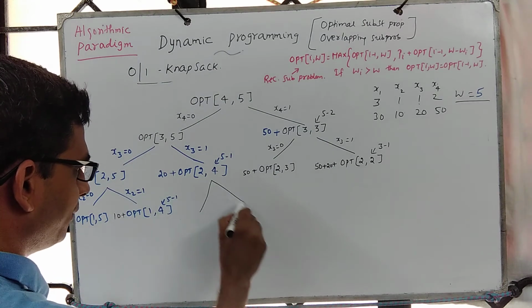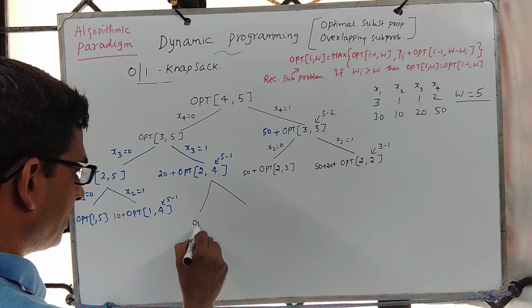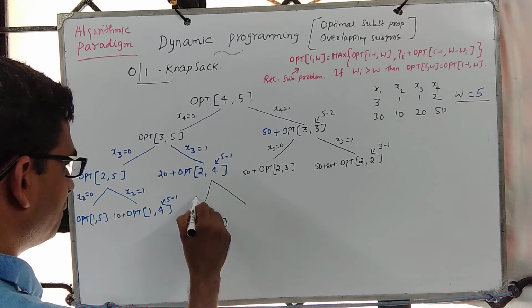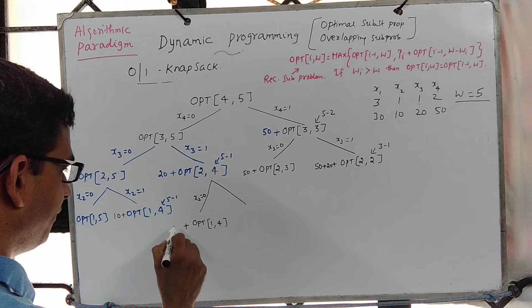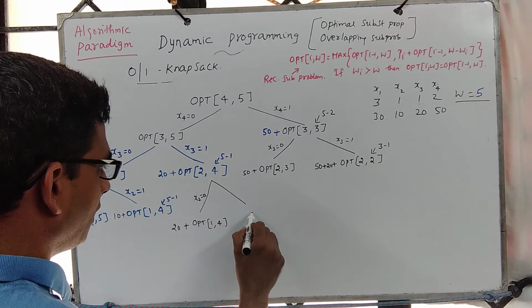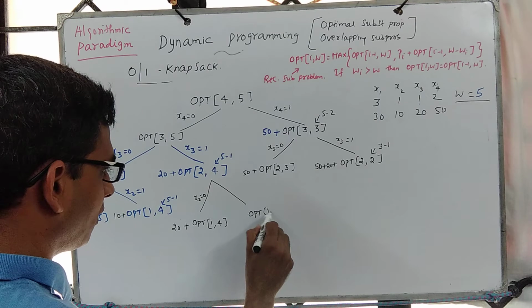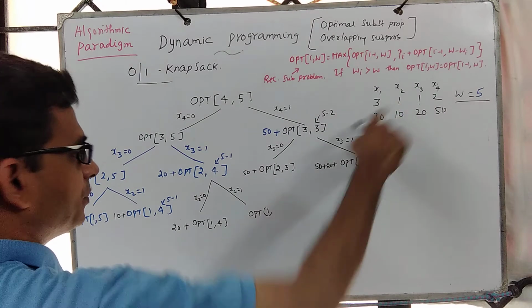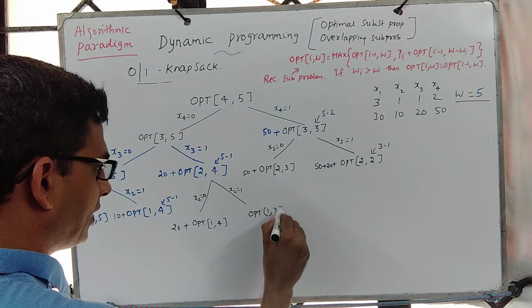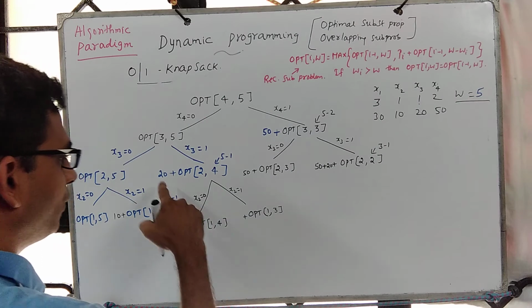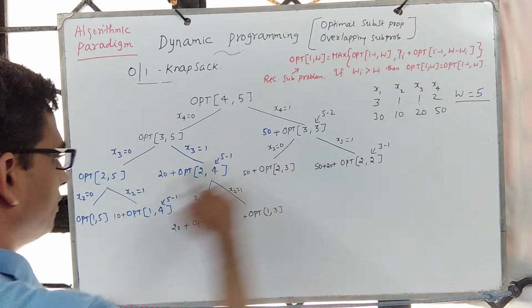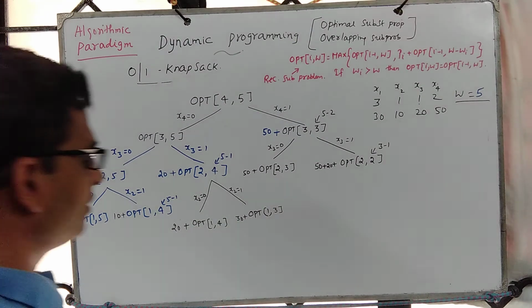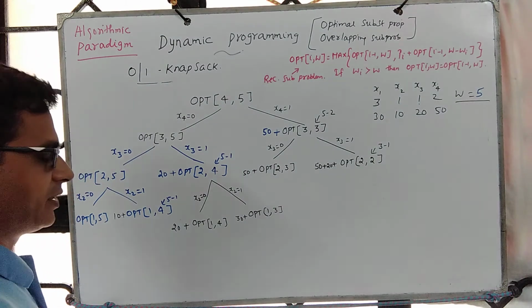Similarly, on this side, if you see, this becomes opt of 1 comma 4, and this one is x2 equals 0. So whatever profit we had before, the same thing will come over here. On the other side, we will have opt of 1 comma, we are including the second object, correct? So that weight will be subtracted, so we get 1 comma 3, and if we include the second object, profit is 10, so 20 plus 10, 30. Fine. So this is what we have on the other side.